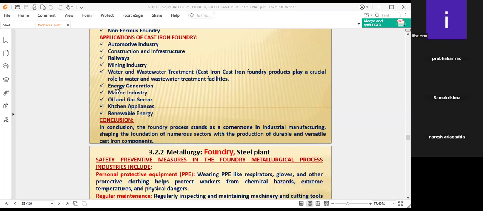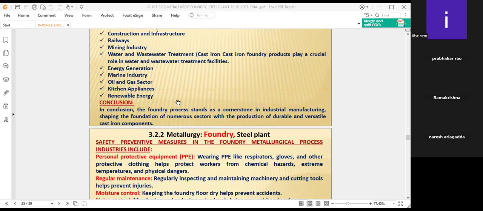Energy generation is also important, where in energy conservation methods the casting of cast iron is used, for example pumping pillars and ground crust pipes. Marine industries also, oil and gas sectors, kitchen appliances, and renewable energy, because there is less corrosion in cast iron. Definitely the desired shapes will be prepared by us in this.